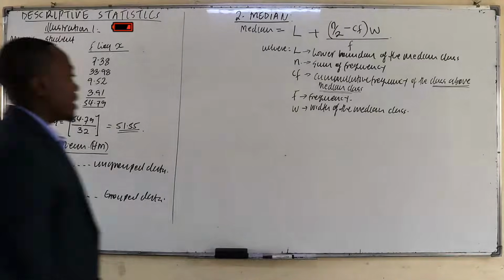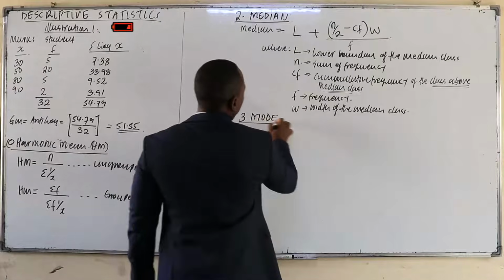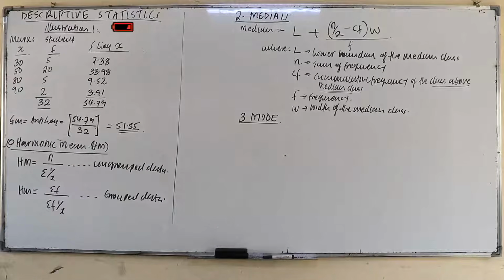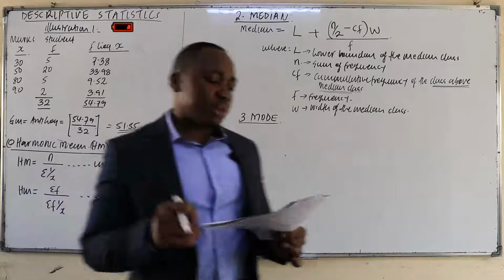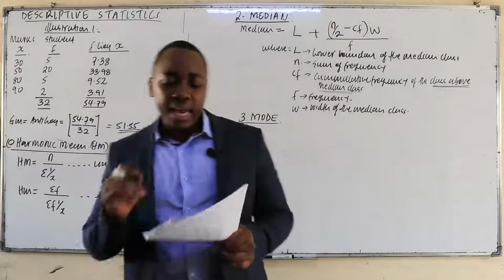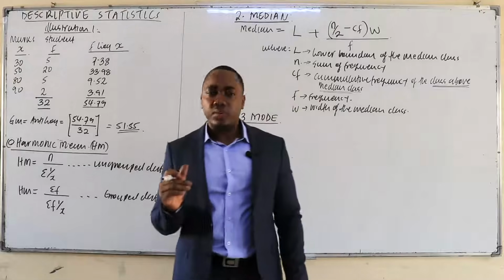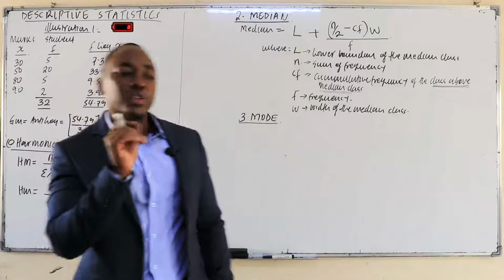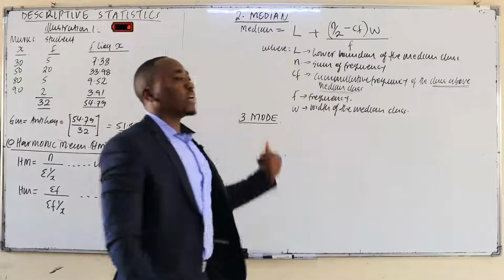And then lastly, let's look at mode. Mode represents the number which has the most frequency, or which has the highest population. What do you mean by mode? This is the value that has occurred the highest number of times in a set of data. For example, if you give students a CAT, where the majority of them scored that value, that's what will give us the mode.